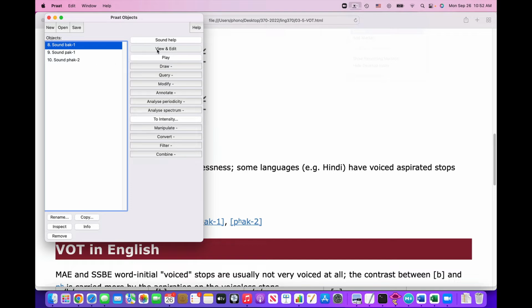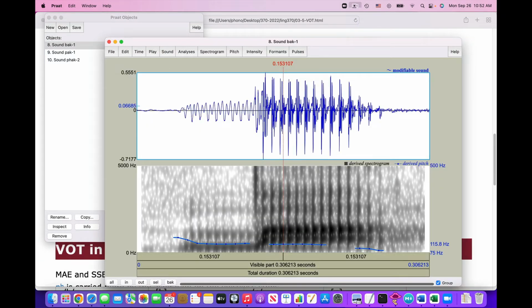We're going to view those and edit them. Actually, we'll just be viewing. We won't be doing any editing. So here's the fully voiced one. And look at the beautiful waveforms we have during the closure. This is actually during the stop.